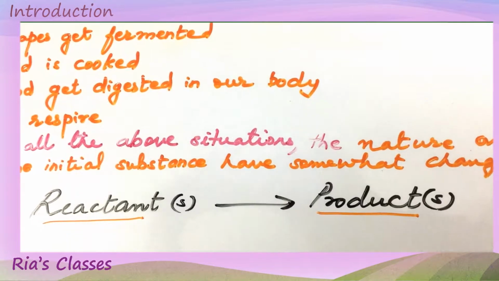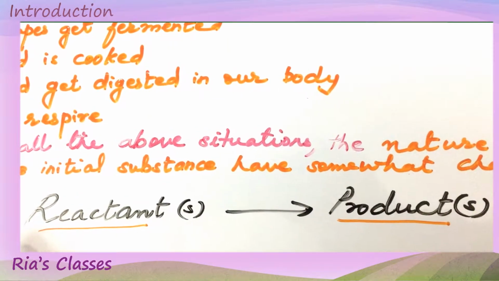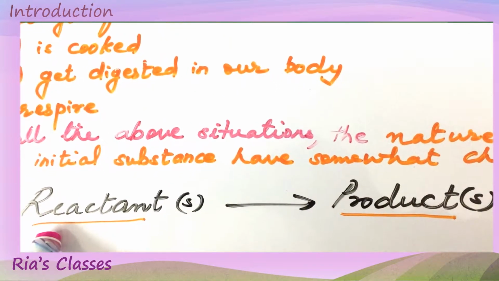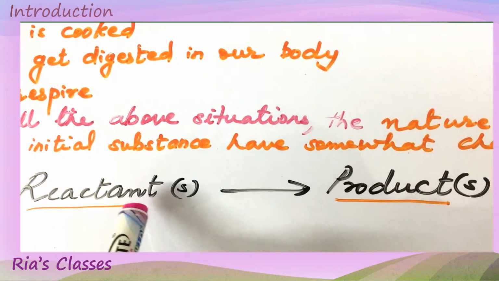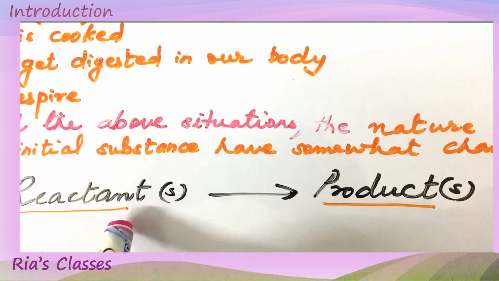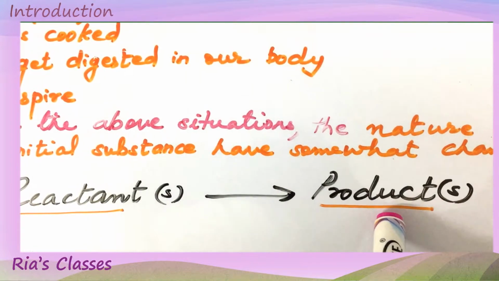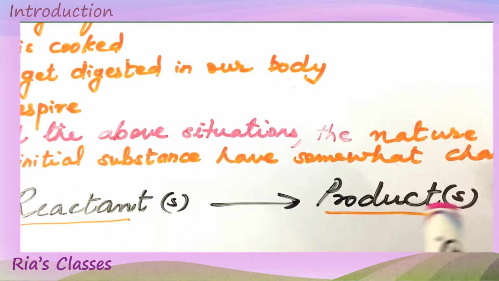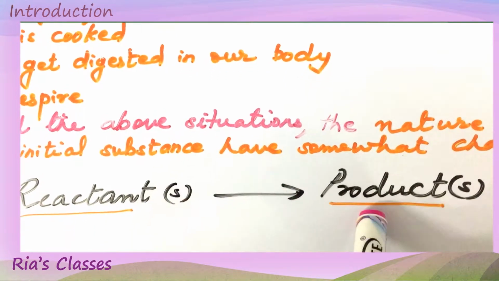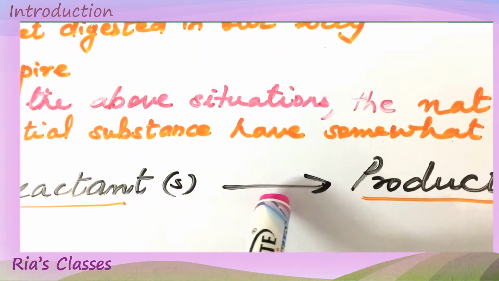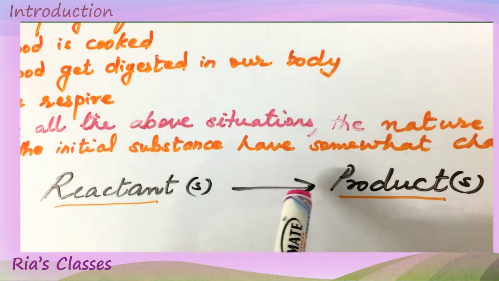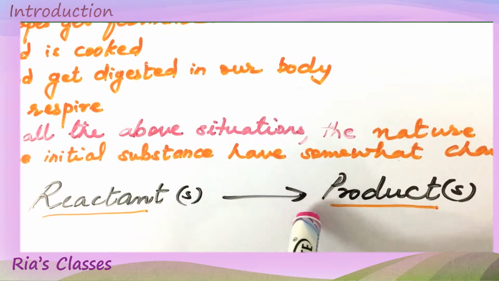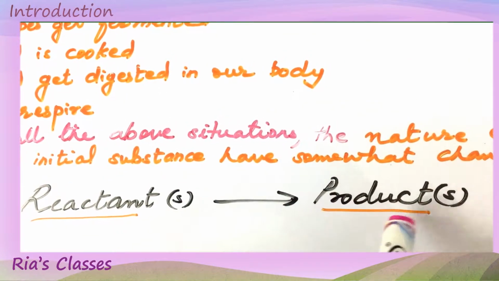The substances that take part in a chemical reaction are known as reactants. As a result of the chemical reaction, we get the product, sometimes a single product, otherwise more than one product, in which case we write products. You can see that between the reactants and the product there is an arrow mark. The head of the arrow mark shows the direction in which the chemical reaction is taking place.